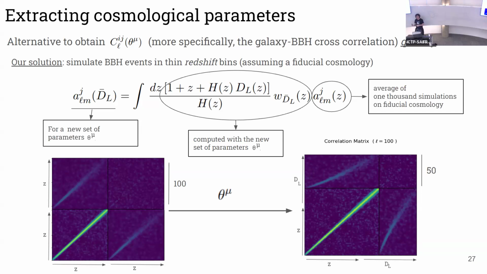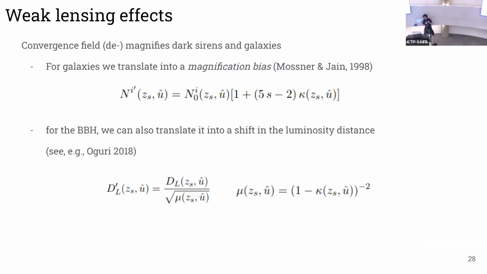So what we actually end up doing is we simulate everything in redshift in very thin slices. And then for a given set of parameters, you just convert it to luminosity distance. And this is what we call the difference in this shape right here. So this is another problem solved.